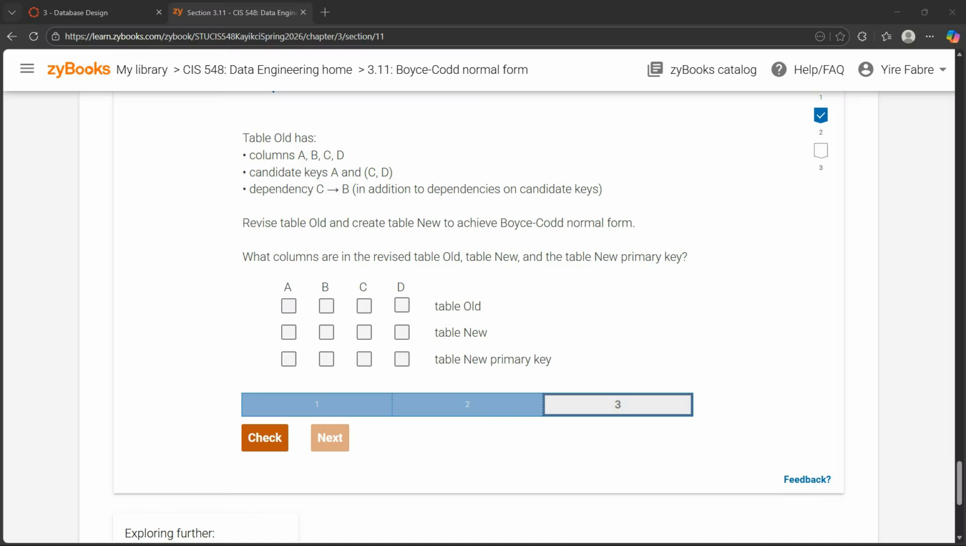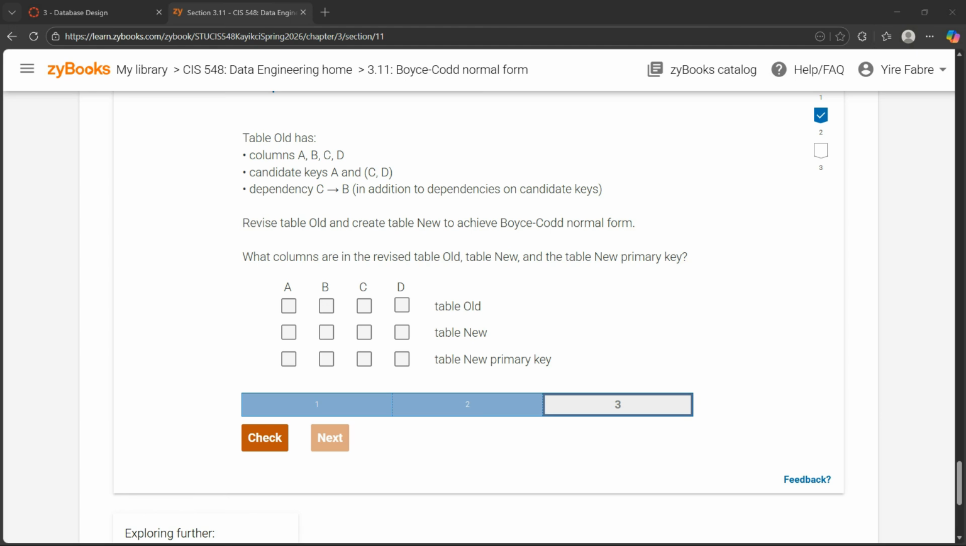Step 2, decompose the table. We split the table into two relations to remove the violation. So we have table new to capture the dependency C to B, so columns C, B, primary key C. Since C determines B, then revised table all keeps the remaining attributes with proper keys, so columns A, C, D, candidate keys A and C, D. So this structure satisfies BCNF because all determinants are candidate keys.